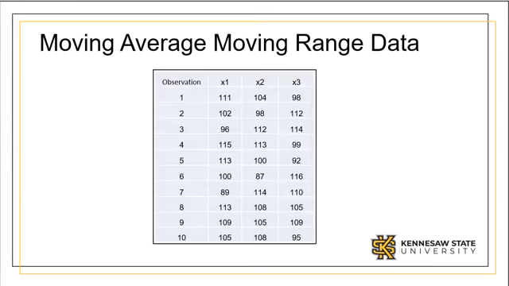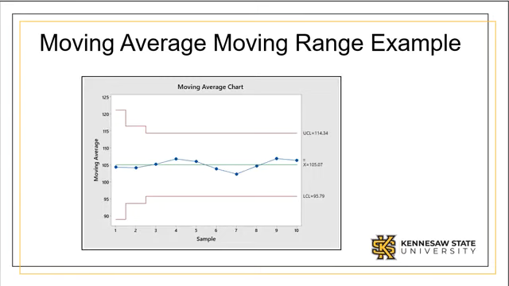Let's consider this example. We have 10 subgroups and 3 data points for each group. The resulting moving average chart is shown here. Notice that each data point represents an average of the 3 previous subgroup averages. This allows us to detect shifts in the mean much faster. The moving average chart shows strong stability.